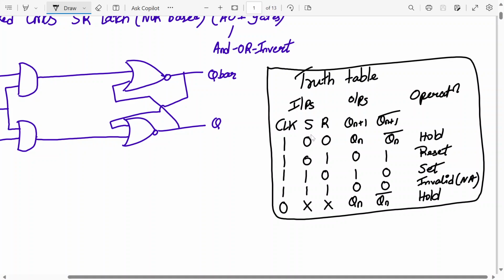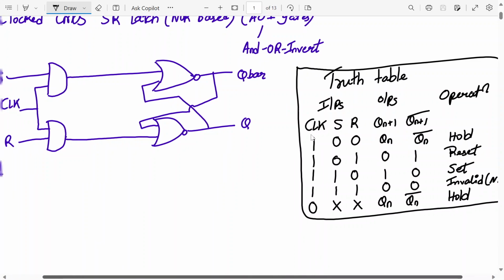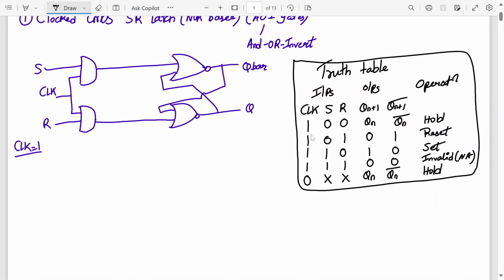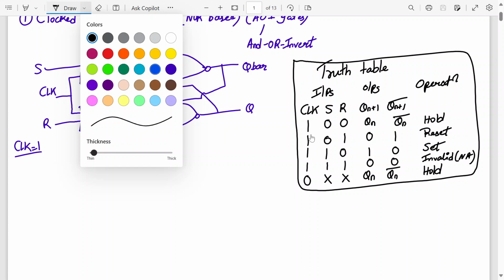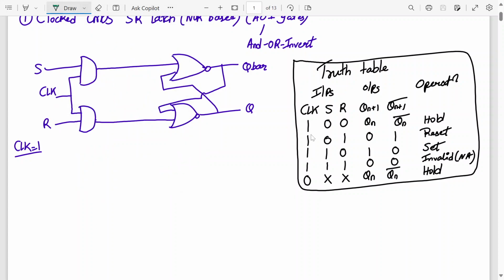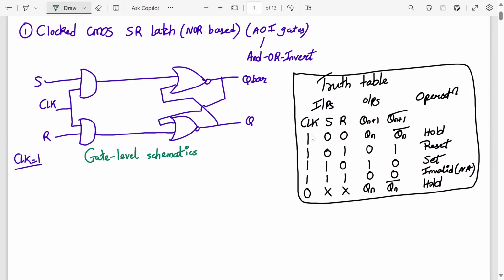So let's implement this clocked SR latch using static CMOS logic. Have you noted down the truth table? Just a second. So this schematic is called gate level schematic, which you have studied in your lower semesters in digital circuits. You have drawn all gate level circuits, right? But now we will be drawing transistor level. So we will be implementing clocked CMOS SR latch using static CMOS logic. Can we start now? Yes, sir.